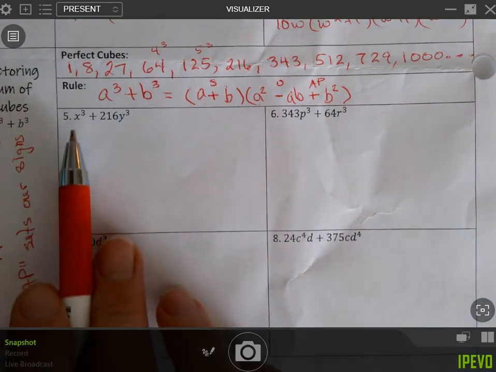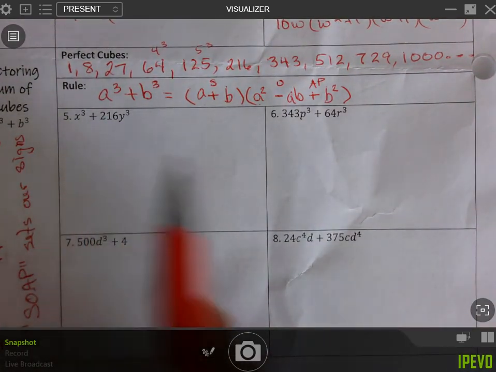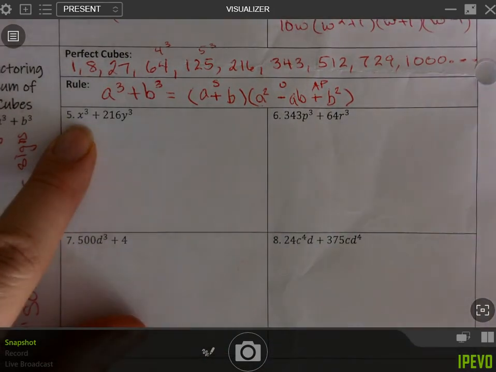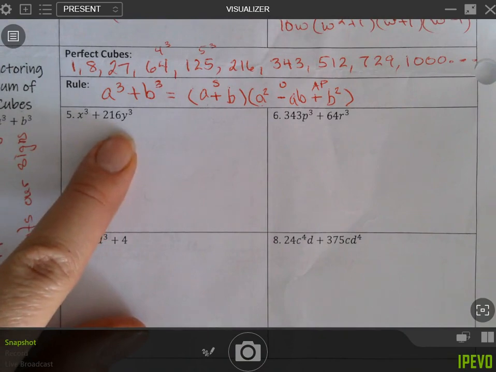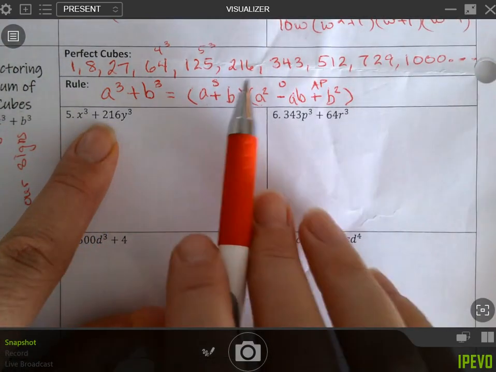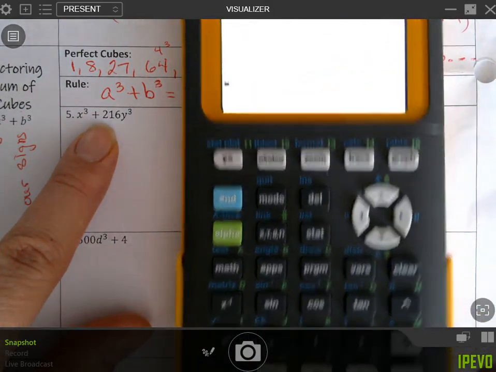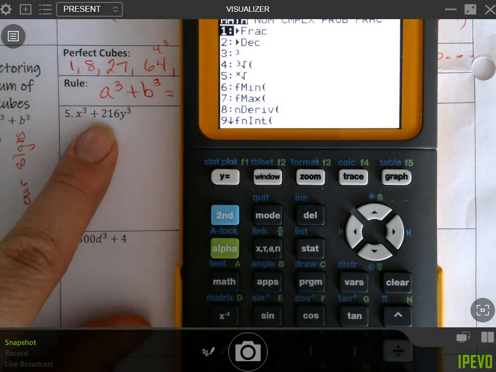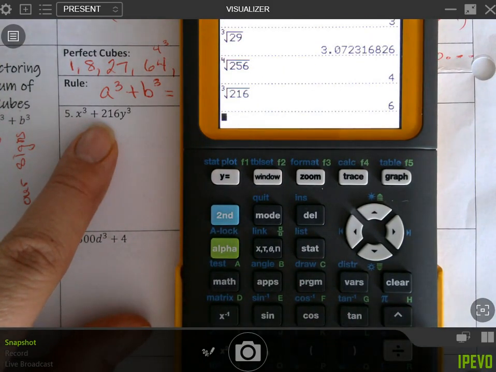First, I need to see that there's only 2 terms. So the 2 terms should stick out when I'm being asked to factor. Next, x to the third has no GCF, so I'm dealing with powers of 3. Y to the third. 216, is that a cubic number? Well, it's on my list, right? Yep. Let's say I don't have a list in front of me. I would just take my little calculator. I would go to math, option 4, cube root of 216, and it tells me, yep, it's 6.